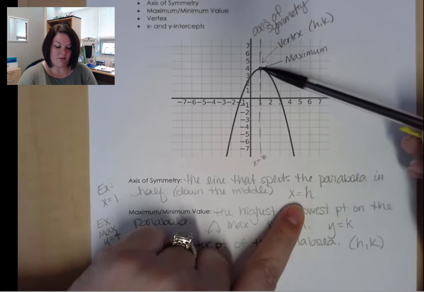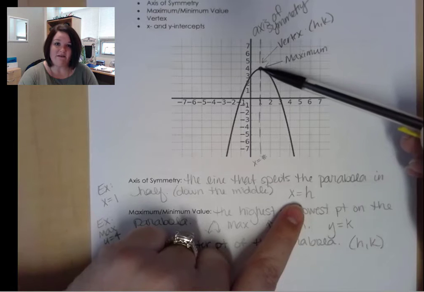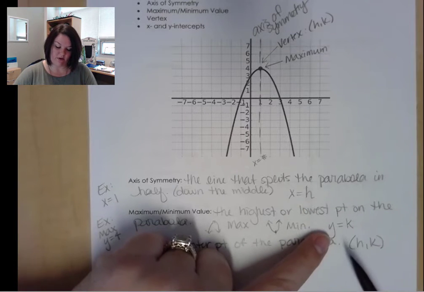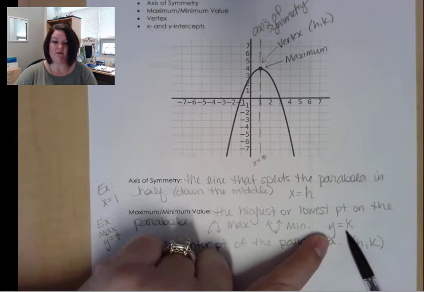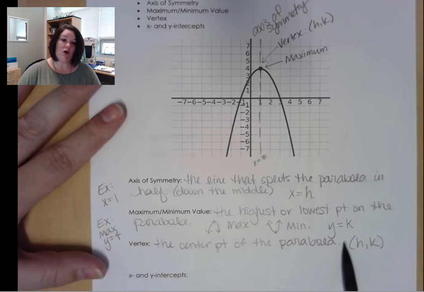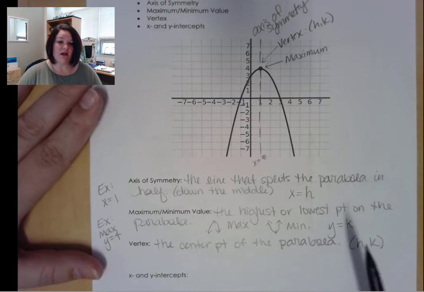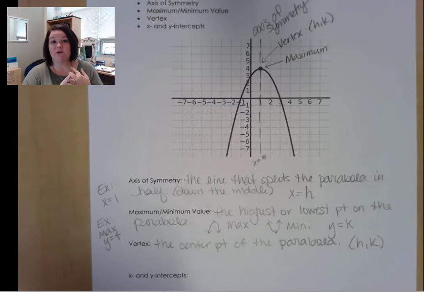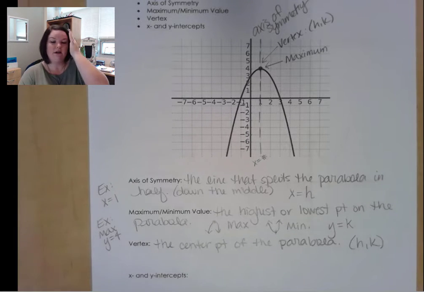And then our maximum or minimum point will always be the y value of our vertex, right? And the y value of our vertex will always be k. So that's why we wrote as our max or minimum point y equals k. So really, if you know the vertex of your parabola, without even looking at a picture, you should be able to tell me what the axis of symmetry is and what the max or min value is, right? Because it's just the x and y values from that vertex, or the h and k values rather, okay?